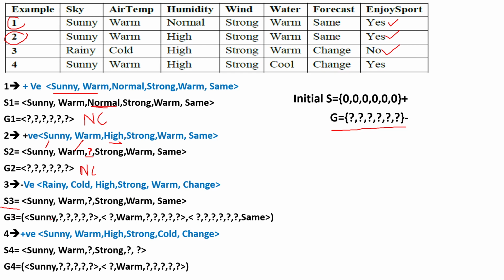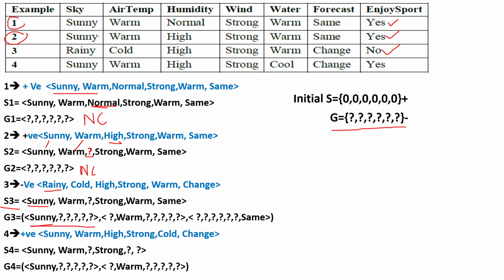At a time, we have to consider only one attribute. So we have to see whether there is any change in the attribute or not. Sunny in the specific hypothesis changed to rainy in the example. So you have to write the specific hypothesis value. Sunny changed to rainy, so this sunny you have to enter. So this is the first entry.